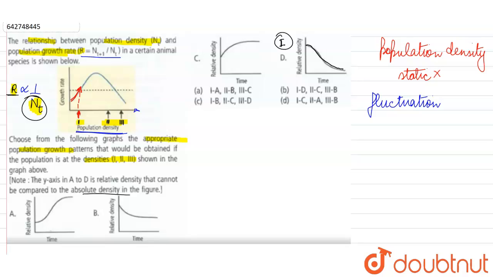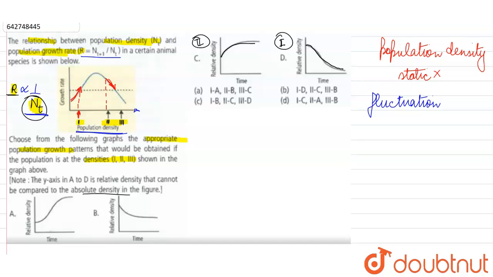Similarly, when we move forward to point 2, we will see that now at this point the growth rate is coming down, the growth rate is decreasing. So when growth rate is decreasing, this will mean that our population density must be on the rise because both are inversely proportional. So where is the population density increasing? We will select our C graph over here. Population density can be seen to increase with the time.